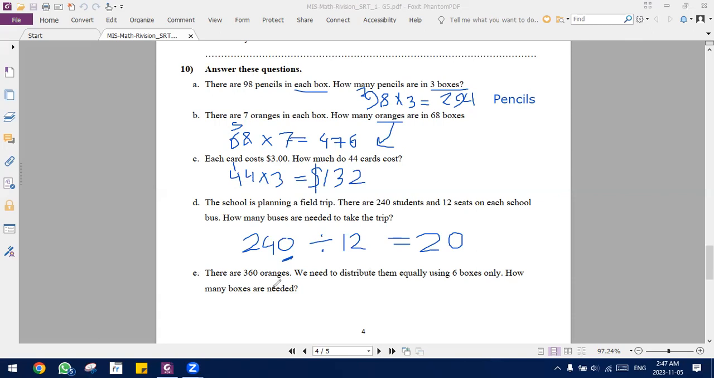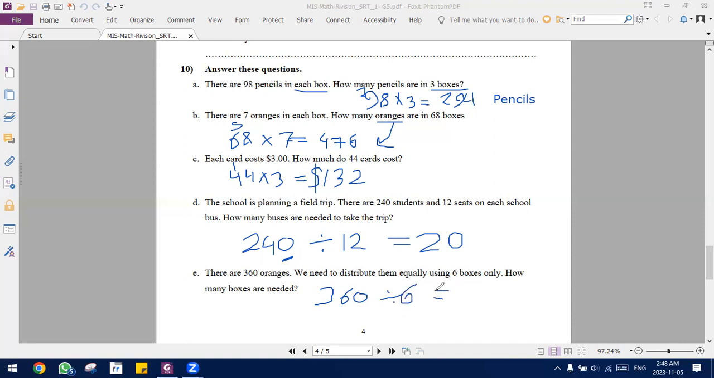Last question. There are 360 oranges. We need to distribute them. Again, here we're doing distribution. So from this word, I understand that it's division. 360, we need to distribute them equally using 6 boxes. How many will we have in each box? So 360 divided by 6, because each box has 6.